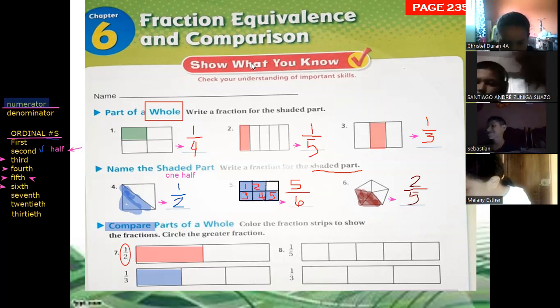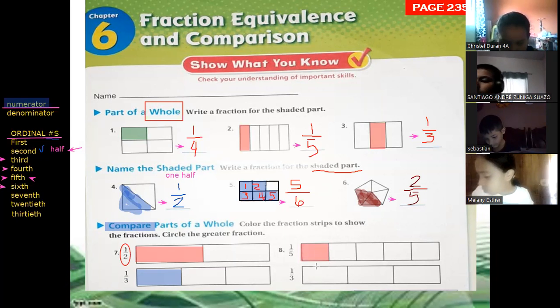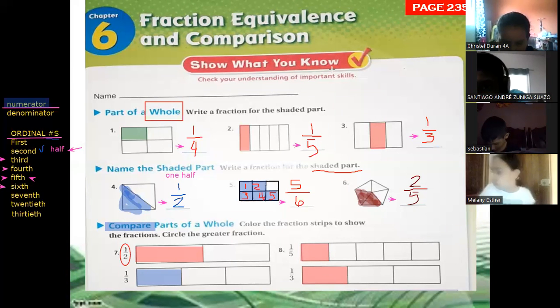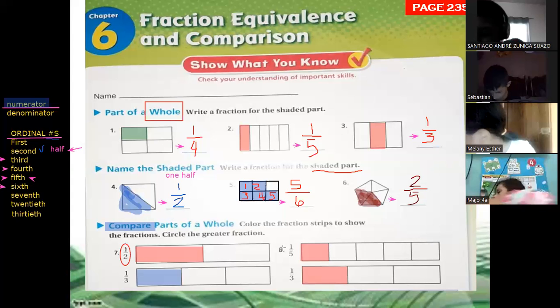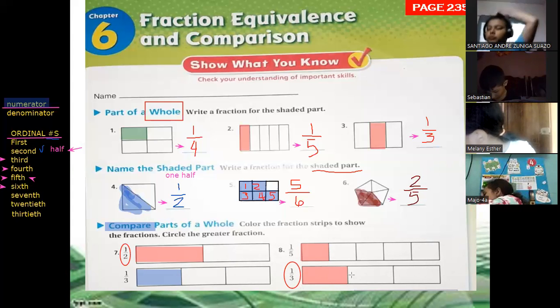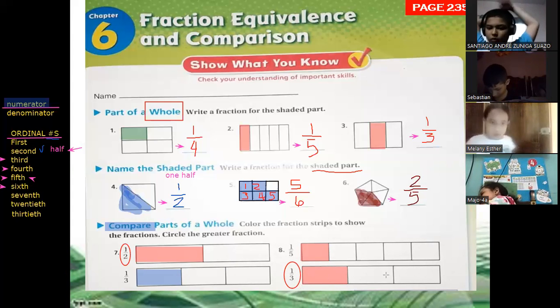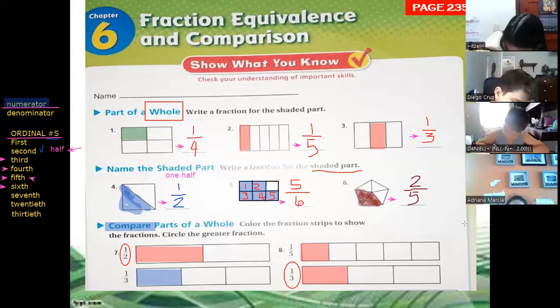1/2. Second, here I color 1/5 and 1/3. What is the greatest fraction? 1/5 or 1/3? What is the greatest fraction? 1/3. Yes, look, this one is greater.